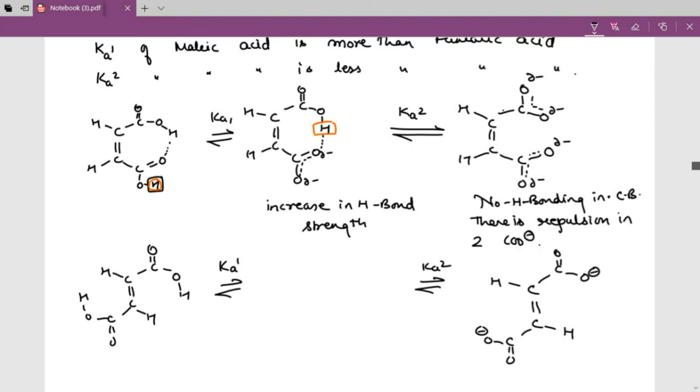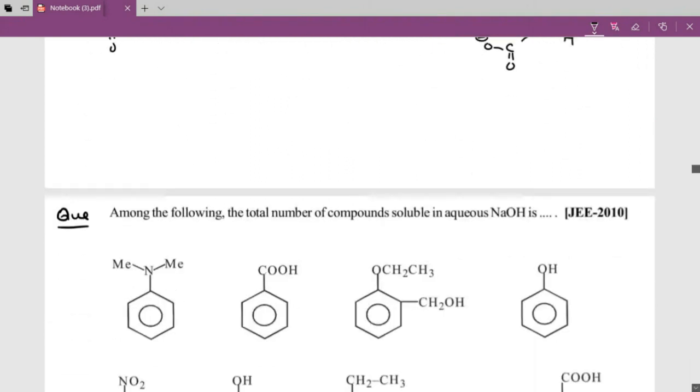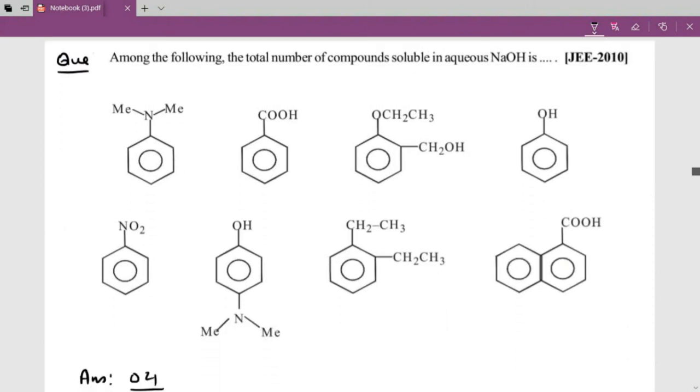And thus, from weaker to stronger H bonding, there is Ka. This is a supporting factor why Ka1 for maleic is more than fumaric. But from H bonding to no H bonding and repulsion, it decreases the second dissociation constant of maleic as compared to fumaric. Correct? Let us go through one more question.